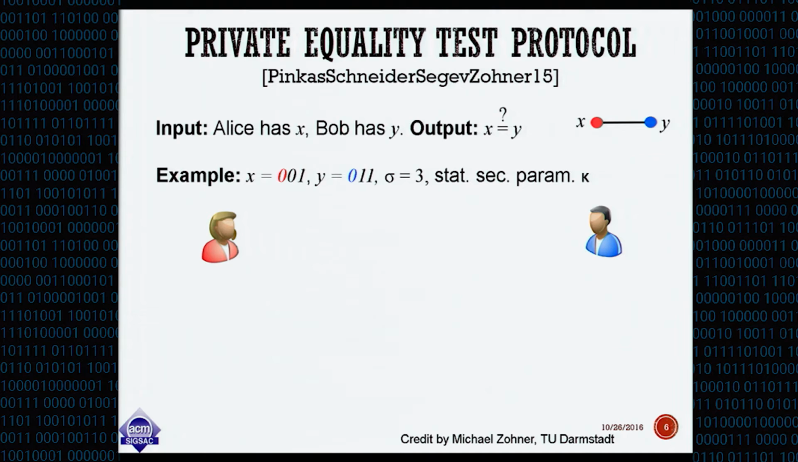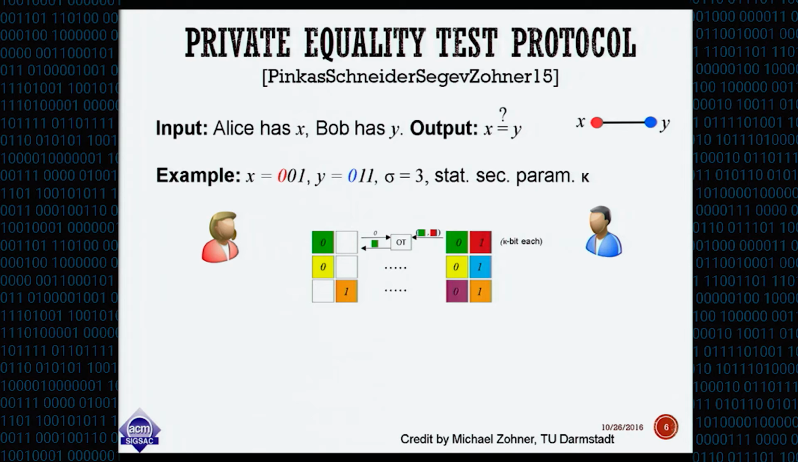Bob simply picks random k-bit strings for 0 and for 1. Now Bob and Alice run oblivious transfer, where Alice inputs her first bit, which is zero. As a result, Alice receives the string indicated by her first bit, here string zero, and on the other side, Bob doesn't know anything about Alice's input. This is the definition of oblivious transfer. They do the same thing for the second and the third bit.